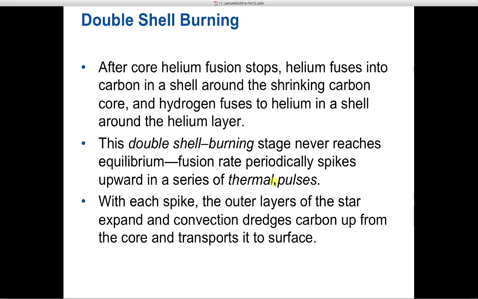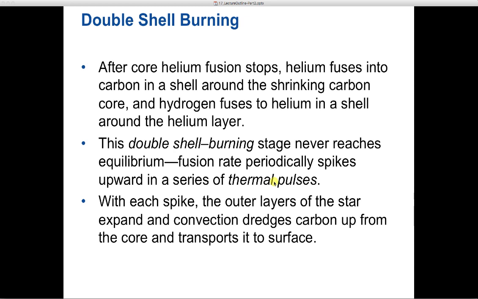That carbon is being deposited into the core, but hydrogen fusion is also continuing in a shell around this helium shell. So there are a lot of sources of energy production, and this inert carbon core is shrinking, and now everything's out of balance again. The star is going to start to swell. The core is going to shrink. That shrinking core is going to heat up. This double shell burning is going to increase rapidly.